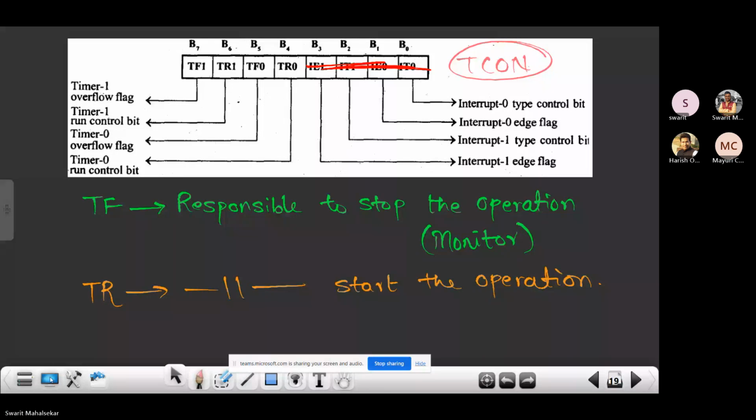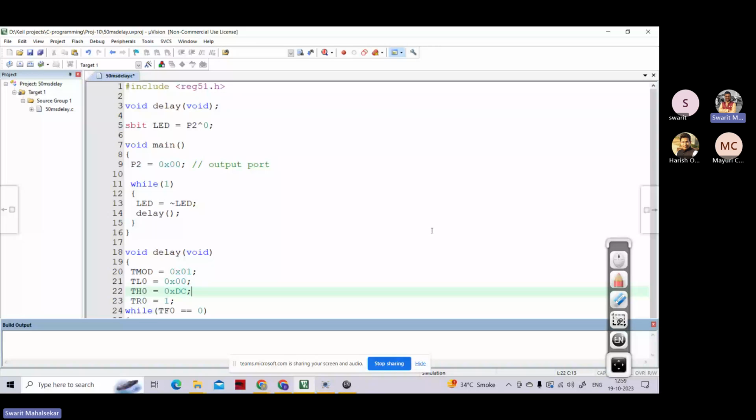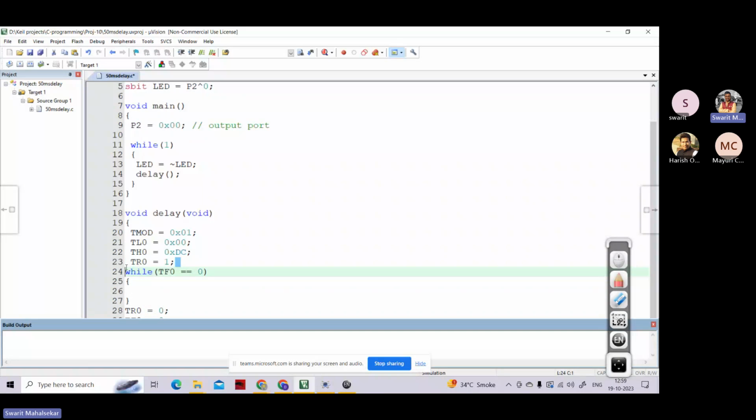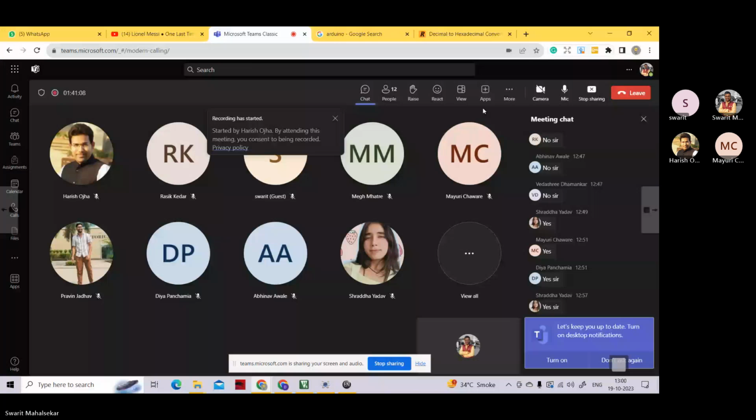You see, TR0 is equivalent to 1. That means I'm giving instruction to the controller to start the operation. Now the microcontroller has got the data that it has to set the timer 0 for timing operation, right? And it has to create a delay of 10 millisecond. And now it needs to start the operation. I hope this is clear. Is everything clear up till here? Is this part clear?